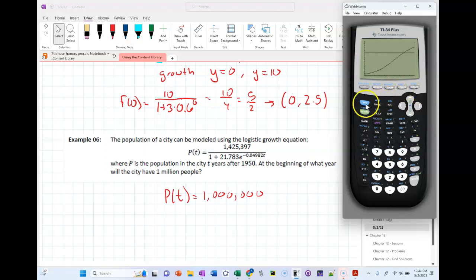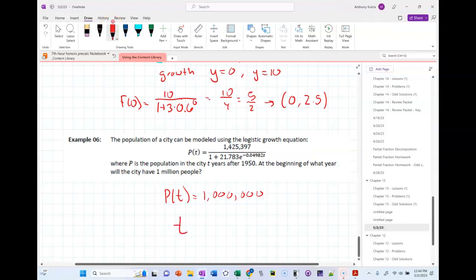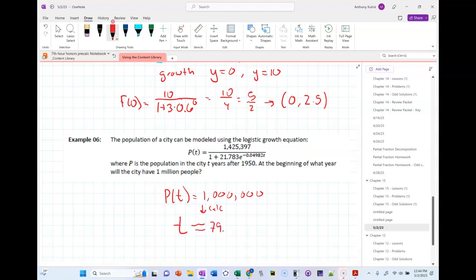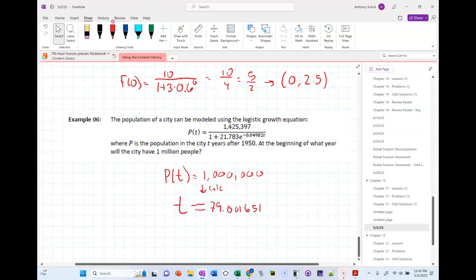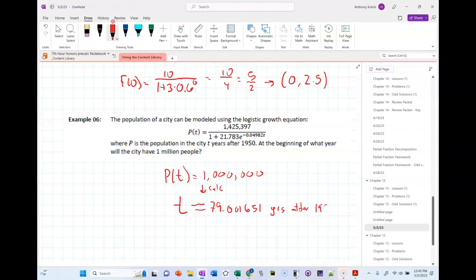So here's my population curve. There's the 1 million line. I'm just looking for the intersection. So second trace, intersect command, enter, enter, enter. And I get that t is 79.001651 or something. And this is years after 1950.